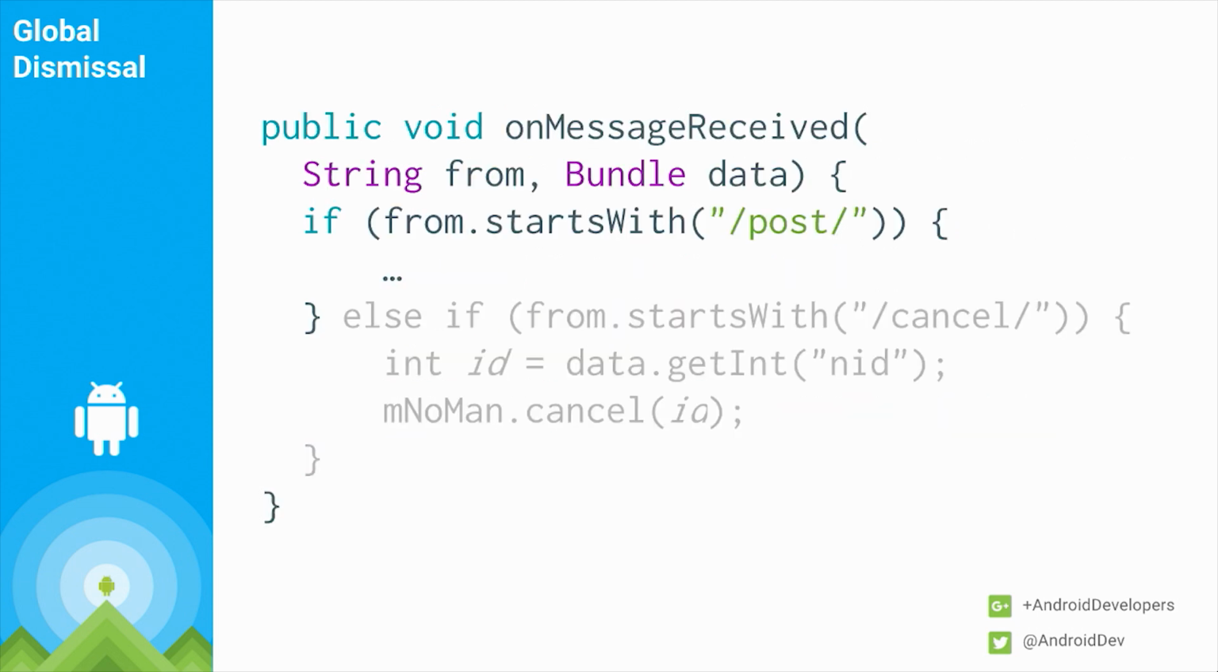Then back in the receiver, we already have our post receiver. We're just going to add a cancel receiver, and again we'll get the unique ID. In this very simple sample, we're using the ID as the notification ID, so I can just call directly into the notification manager and say, cancel that. You can imagine a situation where you do a lookup and match keys or something more complicated.